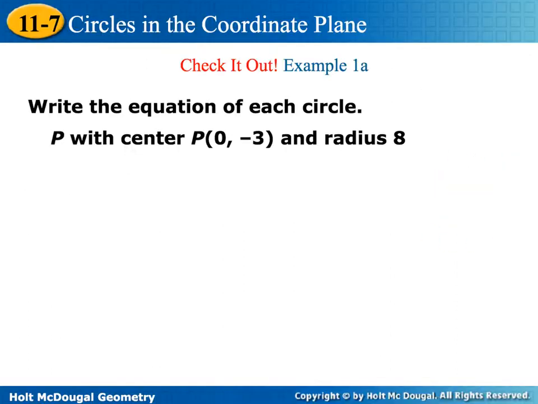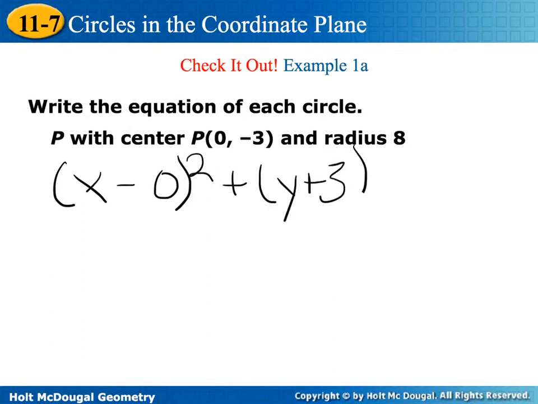All right, another quick example. Try to do this one on your own. Write the equation of a circle with center 0, negative 3, and the radius 8. All right, so pause it, do it. All right, now play it. We've got x minus 0 squared plus y, opposite, 3 squared equals 8 squared, which is 64.